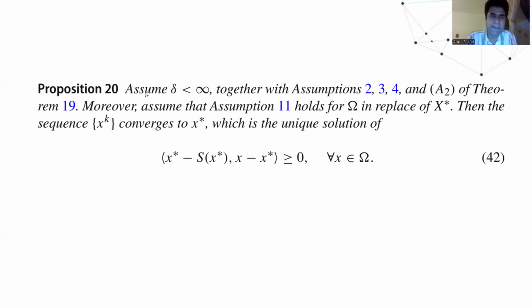Also here, you have this result when delta is finite. Together, you have assumptions 2, 3, and 4, and assumption A2 from theorem 19. And also you will assume that assumption 11 holds for omega in place of X star. Then xk converges to X star.